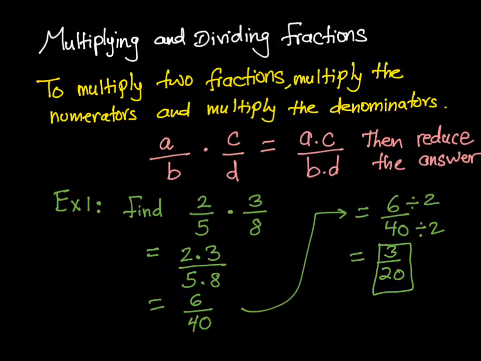which turns into 6 over 40, and then you have to reduce it, right? So 6 over 40, if you want to reduce it, you divide by the greatest common factor between them, which is 2. When you divide, your answer comes out to be 3 over 20. So basically, dividing by 2 means reducing the fraction.